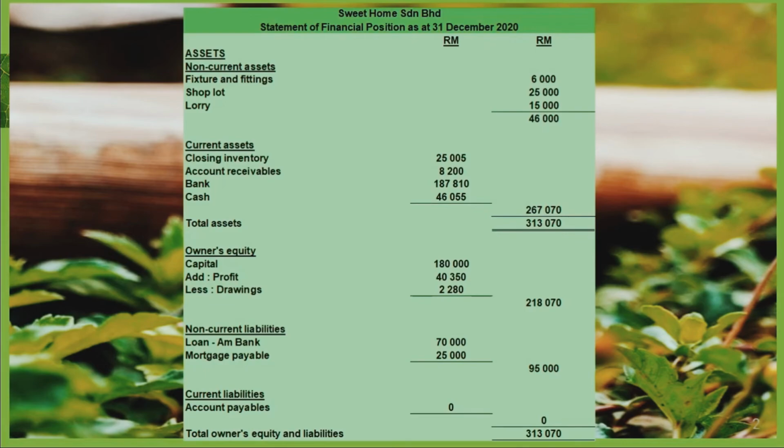Next, we will calculate the total assets by adding total non-current assets and current assets that amounted to 313,070 ringgit. Later, we will total the owner's equity by adding capital and net profit and deducting the amount of drawings. After that, we will get the owner's equity that amounted to 218,070 ringgit. For non-current liabilities, we will add the loan from AM Bank and mortgage payable and get the amount of non-current liabilities, which is 95,000 ringgit. Lastly, we total up the owner's equity and the total liabilities and we will get 313,070 ringgit.